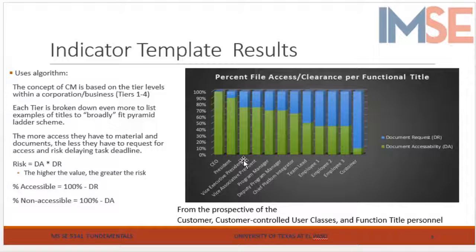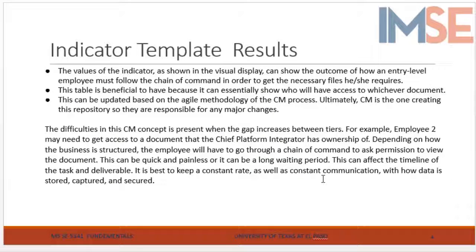So we ended up using this algorithm and plotted it for each of the identified persons. As you can see, the values show the outcome of how an entry-level employee must follow the chain of command in order to get the necessary files he or she requires.